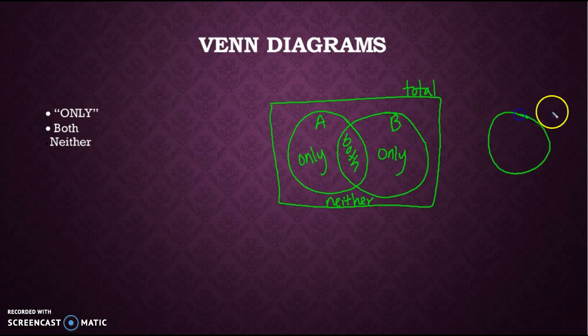Same thing applies when you have 3 circles, but then you've got all 3, and then this is a both, this is both, this is both, and then this is the circle as a whole.